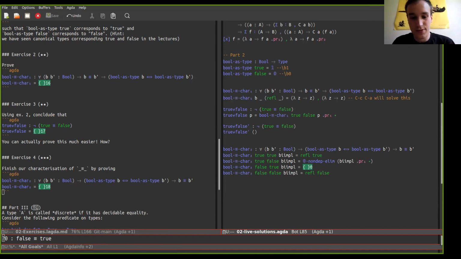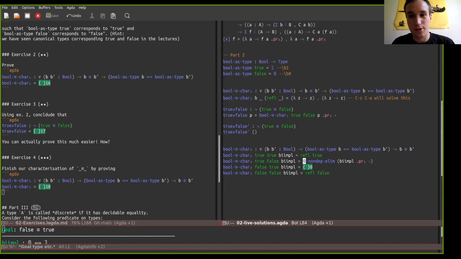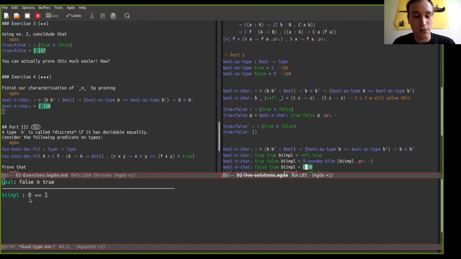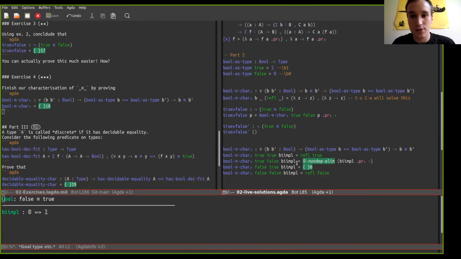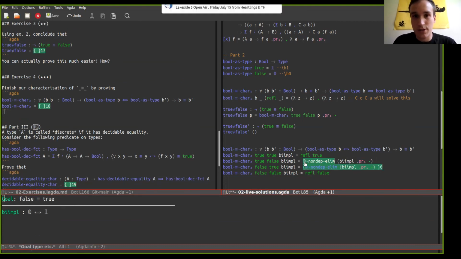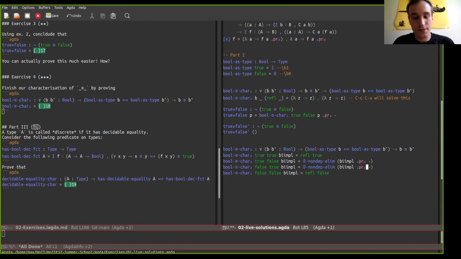And so the other way works completely analogously. If we look at here, what happened is that 1 and 0 are swapped. So we can copy paste this, but this will be the other way around.